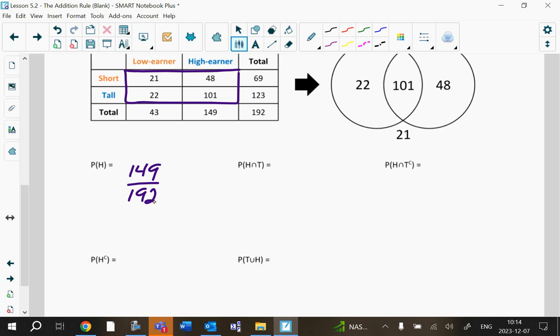How about the second one? 101, because it's both of them. So it's either going to be this cell in the table over the total, or if we look at the Venn diagram, the overlap value.